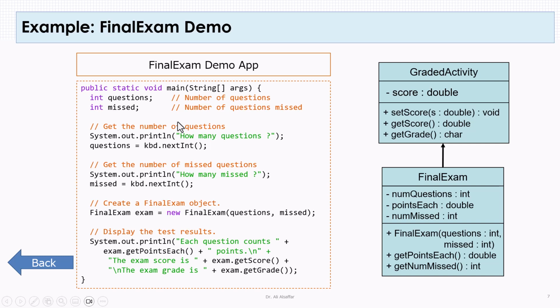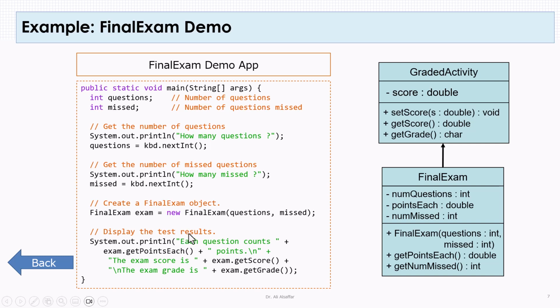In the main method, we ask the user to give us the number of questions, and we ask the user to give us the number of missed questions. Then we create an object from the FinalExam class, and this is the UML diagram for the FinalExam. As you can see, it is extended from the GradedActivity class.